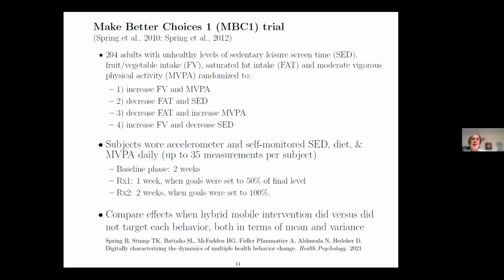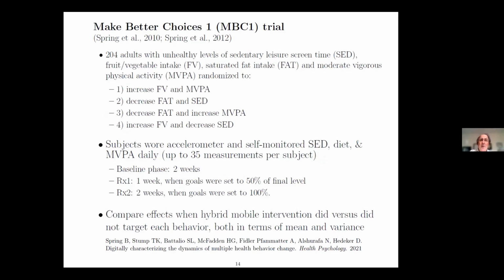All right, well, let me now apply it to a data set. This is one that I was involved with Bonnie Spring, who's a psychologist at Northwestern University here in Chicago. We published papers on it a while ago. What we've looked at more recently is this question of modeling the variance. And that's what I'll share with you today.